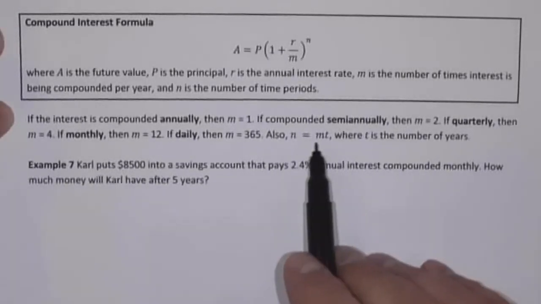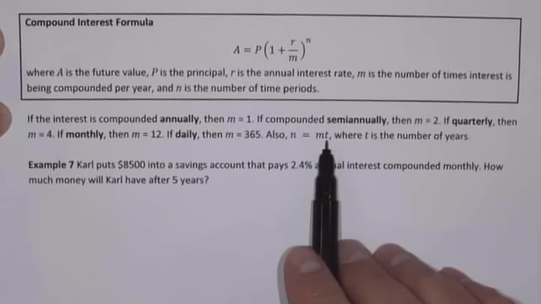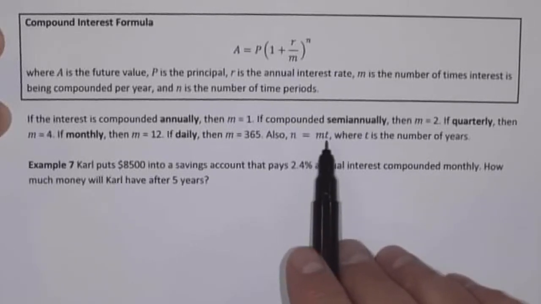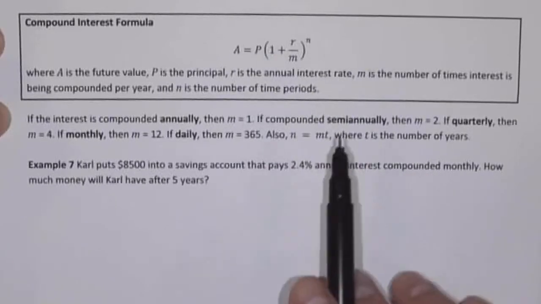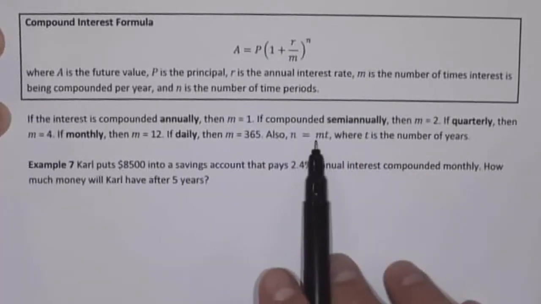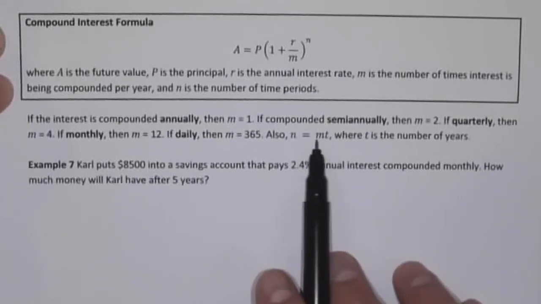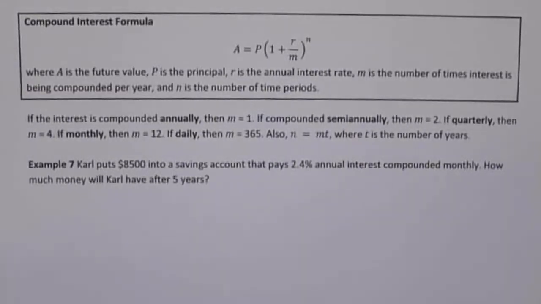Also, N is going to equal M times T. So if we're investing for 3 years and we're compounding semi-annually, then we're going to take 2 times 3, and that's going to be 6. So our value of N would be 6. So again, M is the number of times interest is being compounded per year, and T is the number of years, and if we multiply those two, that gives us the exponent here, N.